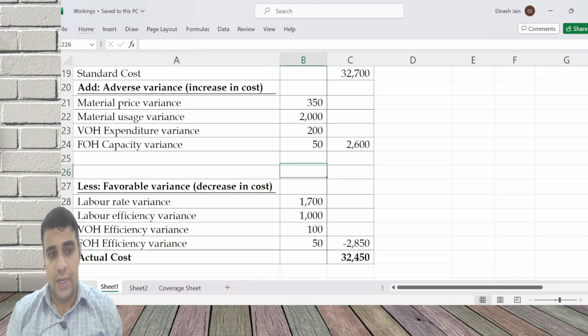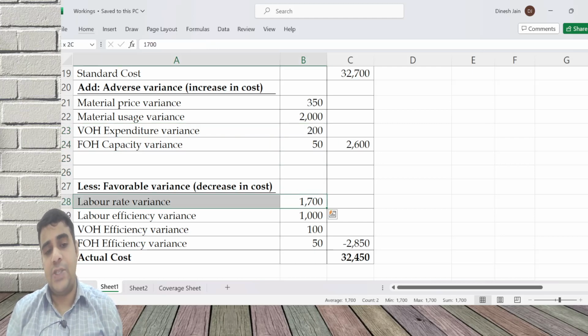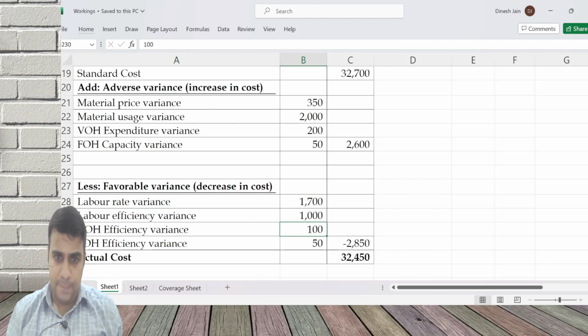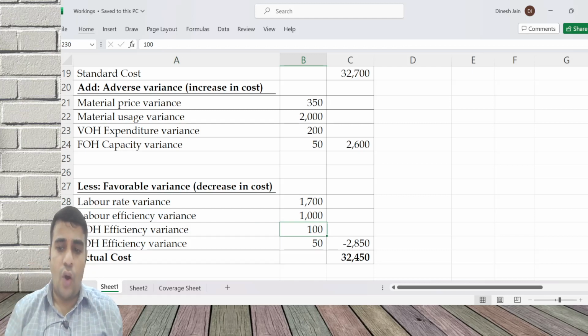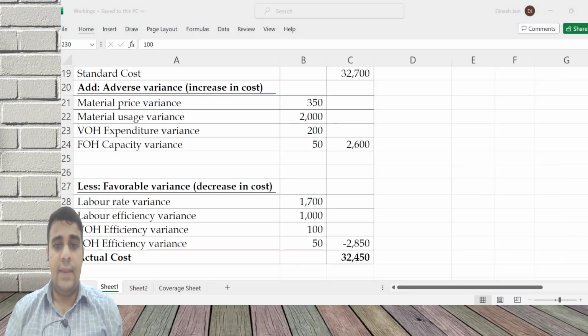FOH also production head. Labor rate, maybe the HR team would be asked, or the manpower manager. Labor efficiency, production. So you will call the appropriate person, understand from them what has gone wrong, what has gone right, and then fix responsibility. Ask them what the problem is which has happened. This is the purpose of doing the reconciliation.